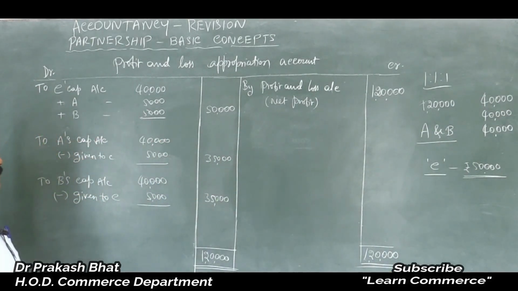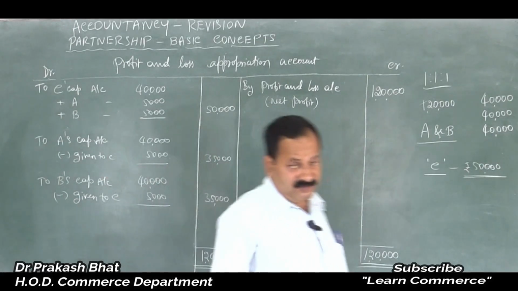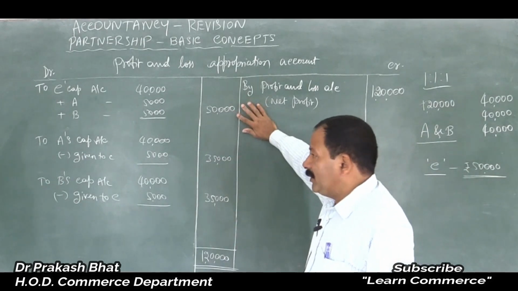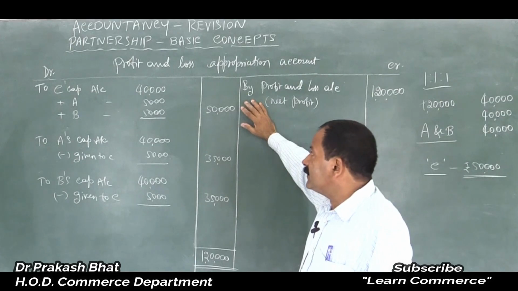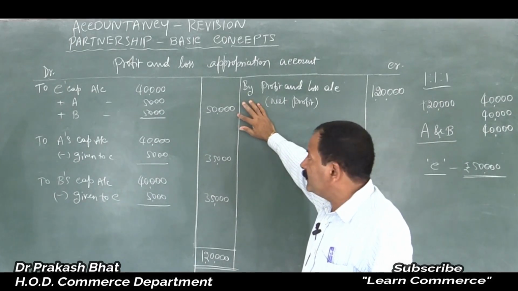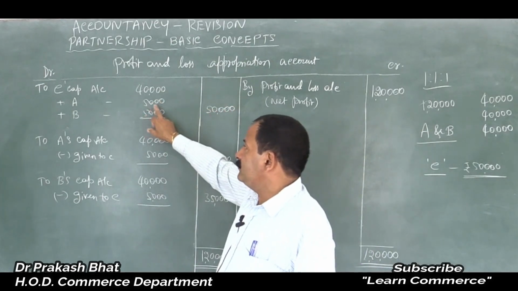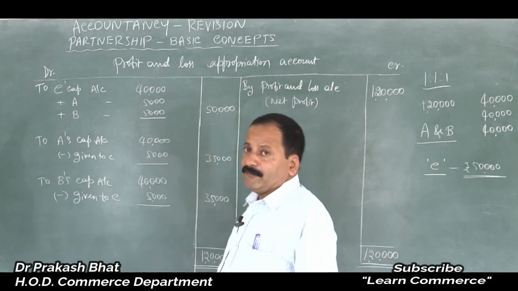So this is about the guarantee of profit to a partner. Whenever a guarantee is given, the guaranteed amount should be paid to the partner who has been given the guarantee, isn't it? Here in this case, C is given the guarantee of rupees 50,000. So his share of profit is 40,000. Add the share given by A and the share given by B. Together it will be 50,000.